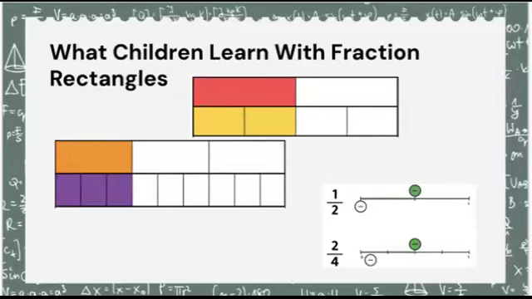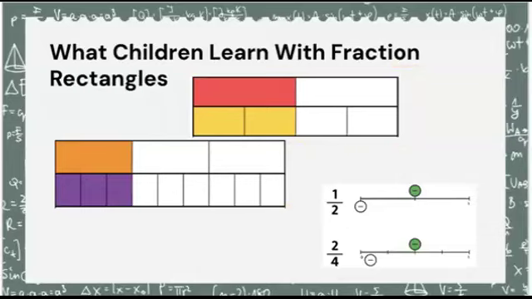Fraction rectangles make equivalence very clear. For example, a 1/2 strip lines up exactly with 2/4 strips. A 1/3 strip lines up with 3/9 strips. So children don't need to memorize rules about multiplying and dividing. They can see equivalence directly.